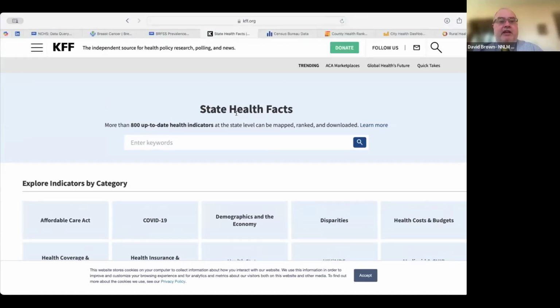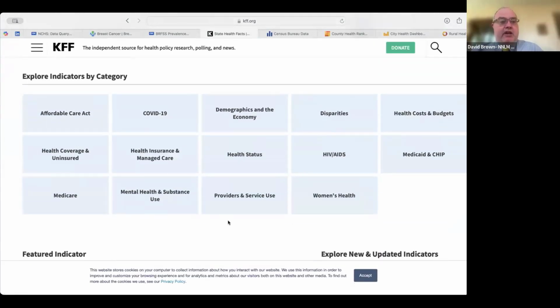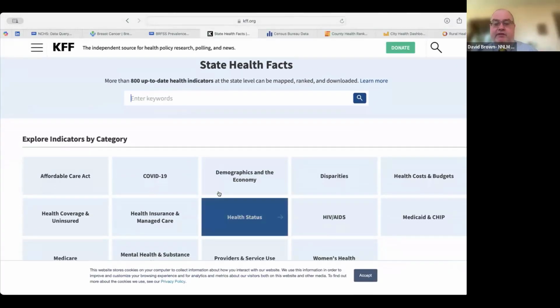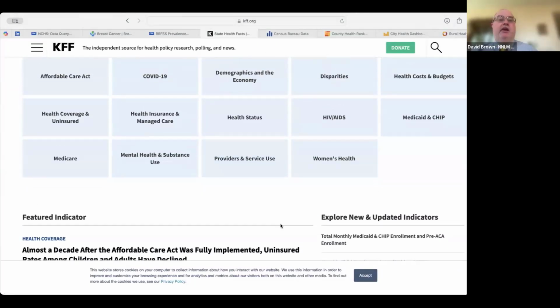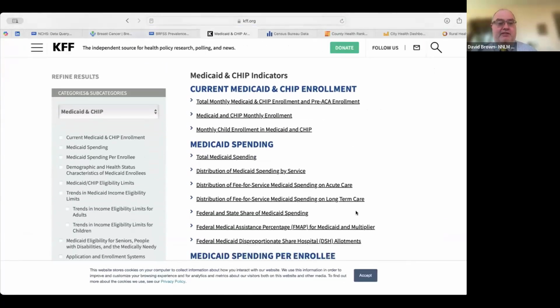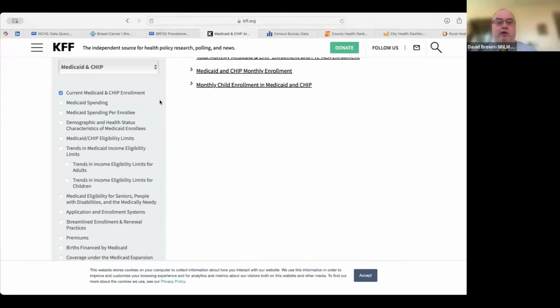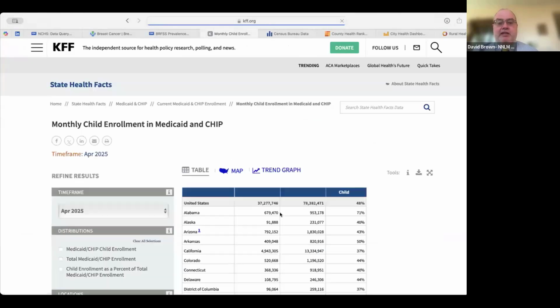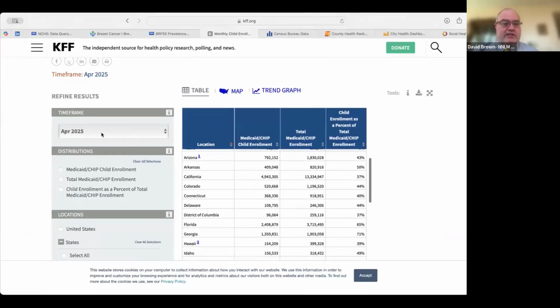So this is from the Kaiser Family Foundation, a nonprofit organization that really looks at health across a lot of different ideas. What's nice here is you can enter some keywords if you have a specific keyword you want, of which there are 800 that you can type, or you can specifically look at things that you're interested in, and it breaks it down. So if we look at Medicaid and CHIP usage, we can look at this specifically if we want to look at enrollment, and we can look at monthly child enrollment in Medicaid and CHIP.